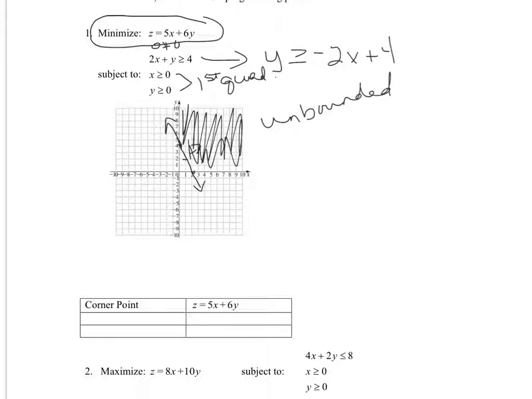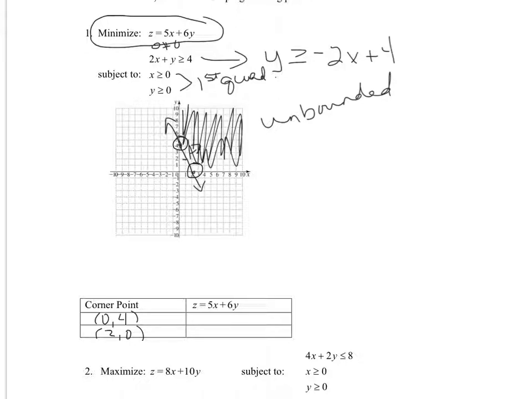Now, I have a corner point here, and I have a corner point here. I actually know what they are easily because when I graphed, I know that my y-intercept was the ordered pair (0, 4), and my x-intercept was (2, 0). And the only place that a minimum or a maximum can occur is going to be at a corner point. So those are the only points I need to test.